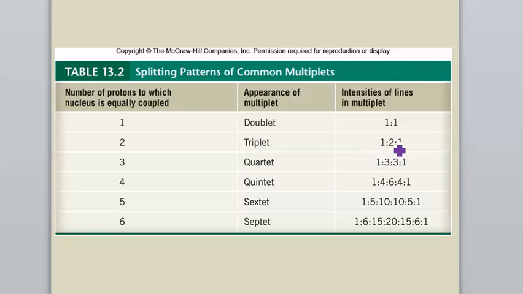And for a triplet, the peak in the middle is about twice as big as the ones on either end. It's not always exactly 1 to 2 to 1, but it's pretty darn close. Quartet has 4 signals, but the 2 in the middle tend to be 3 times as big as the ones on the edge. And we'll see examples of some of these other splitting patterns as we go along.